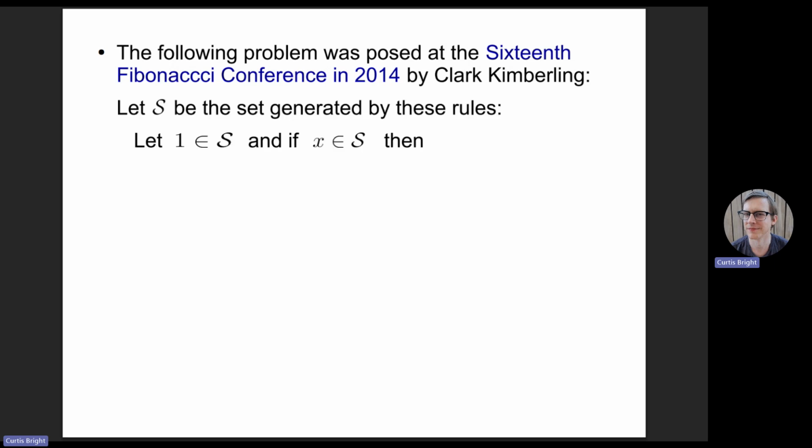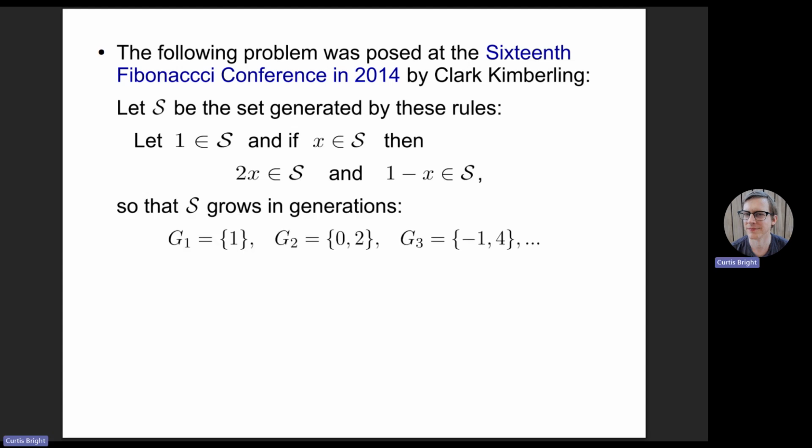So we have some set S of integers, and we imagine we start with the number 1 in the set S, and then for any element x in the set, we also add in 2x and 1 minus x. So we can think of S as growing in generations. If we start with G1, the set containing 1, we can double it, and we can do 1 minus it, and that will generate new elements. If we double it, we get 2. If we do 1 minus 1, we get 0. That gives us 2 new elements that we'll call G2. And we obviously keep doing this.